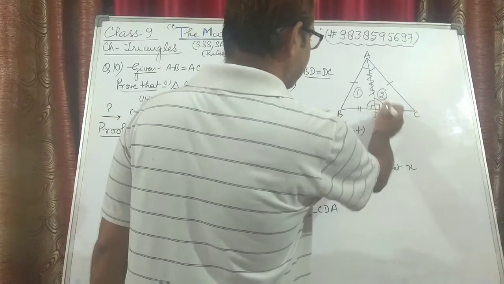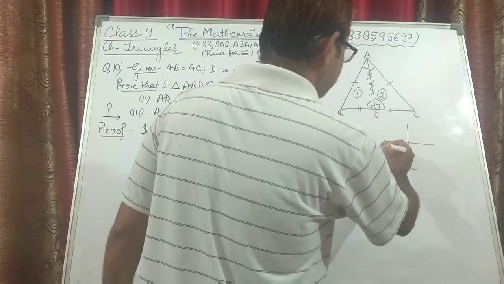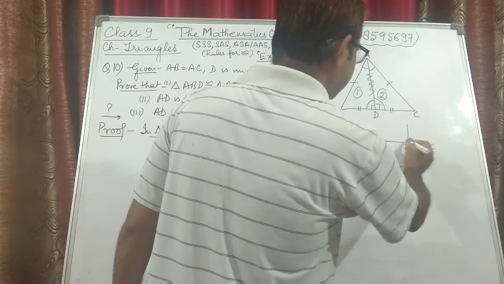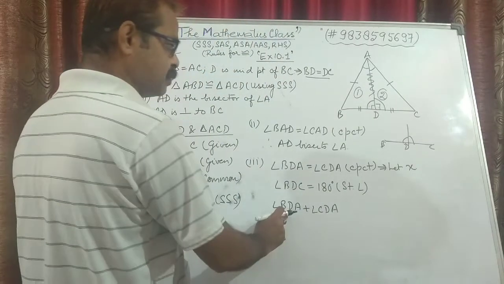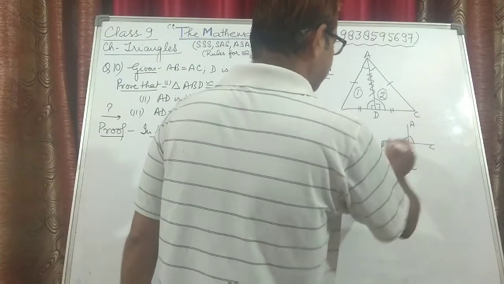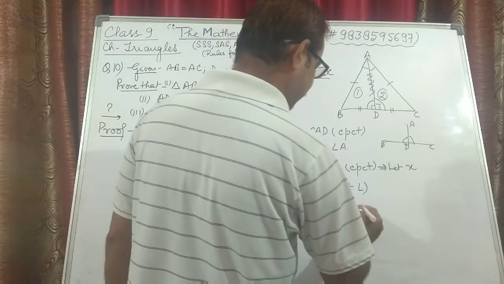BDC, total, this angle means BDA. Suppose this is a straight line. So this is BDC. This angle plus this angle is BDC. So BDC can be written as BDA and CDA, which is equal to 180.